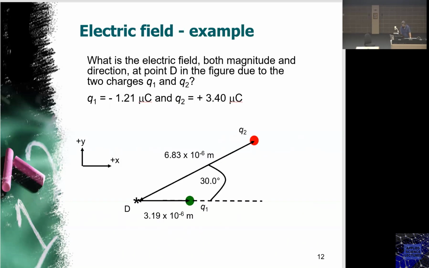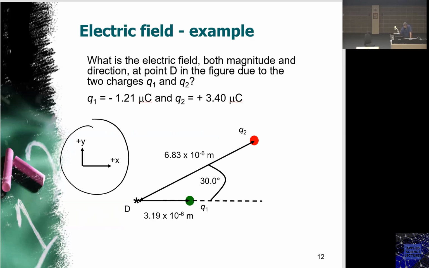So let's do this example. In this example, we need to calculate the total electric field at the point D due to two point charges, Q1 and Q2. One of them is negative and the second one is positive. The distances are given, and the angle between the two segments connecting those charges to the point of interest is also given. The coordinates are given to me: X positive to the right, Y positive pointing up.